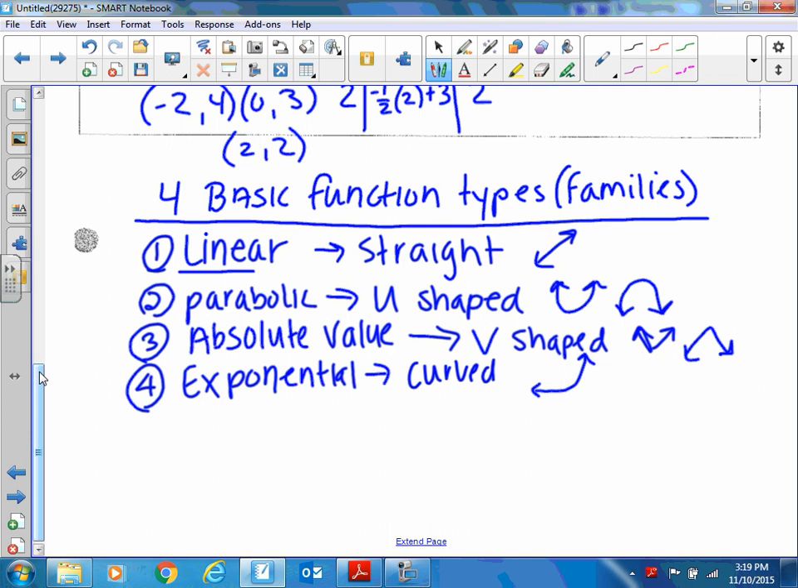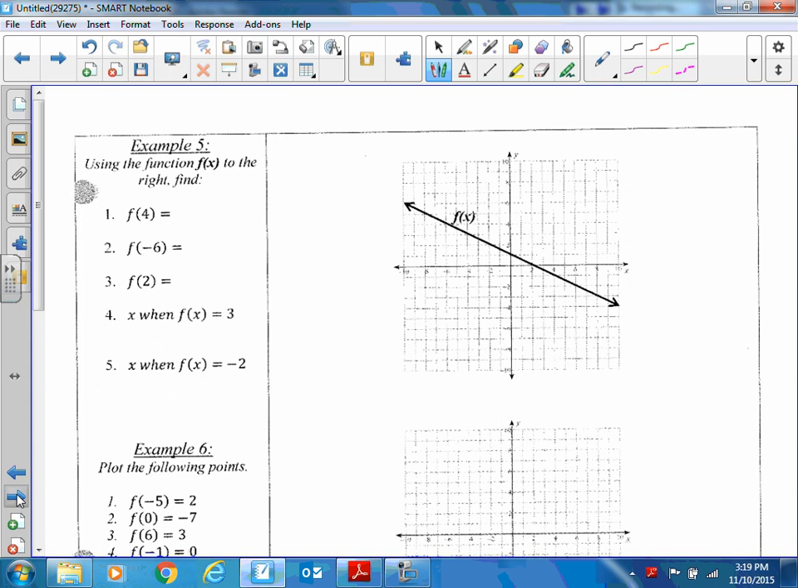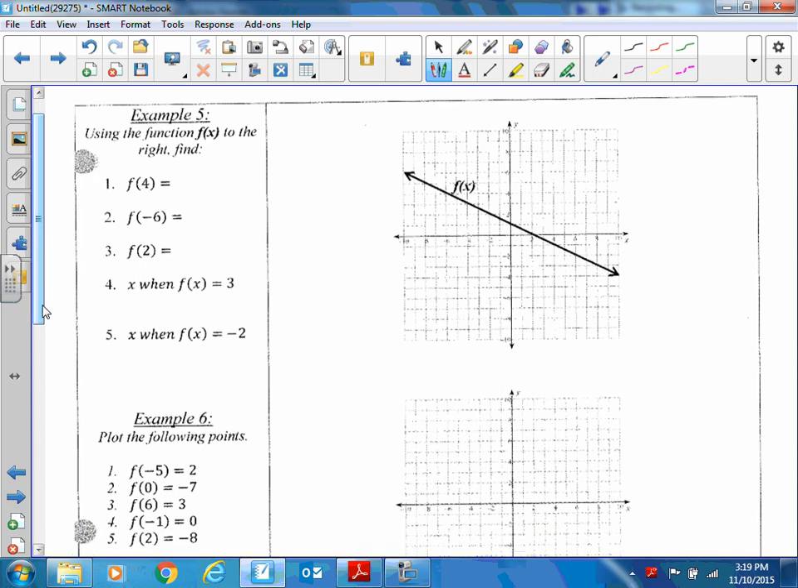All right, so towards the back, or the last page, example 5, we're going to use the function f of x to the right. So we're going to use this graph to find these things, to find f of 4. Well, what that means is we want to take the function and see what it's equal to when x is equal to 4. Well, I'm going to go over here to x equals 4, and I'm going to go down. Where am I? What is my output? Negative 1. Okay, so it's giving you the input, the x, and you're giving it the output.